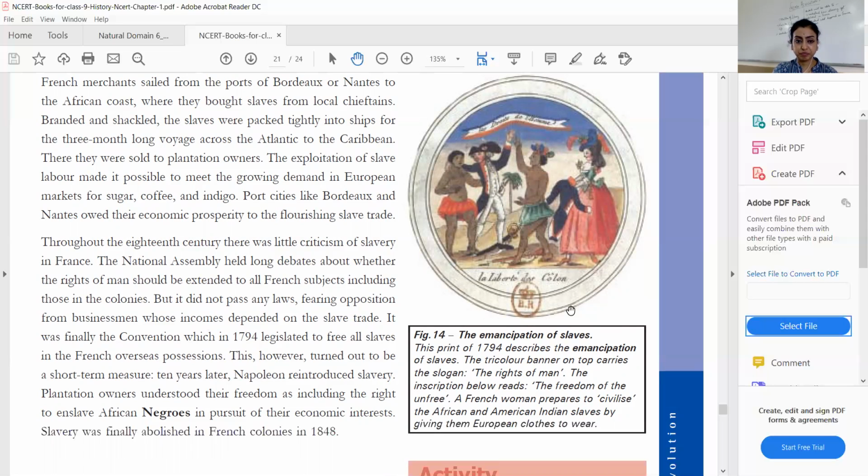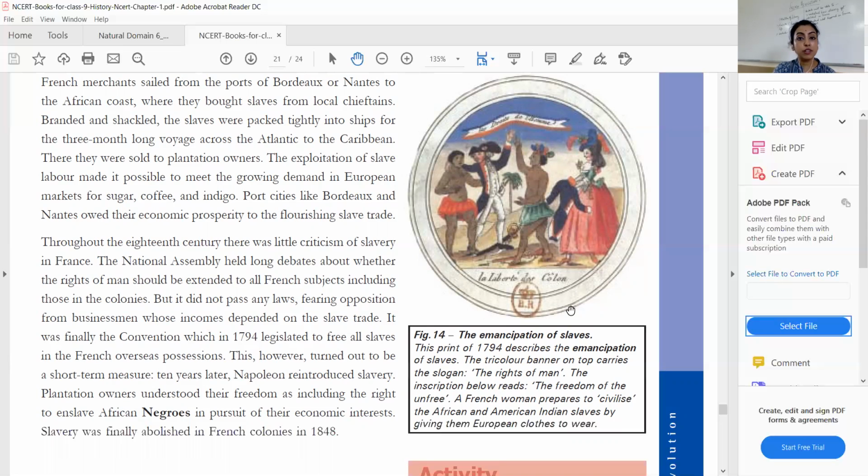However, that did not last for a long term. It was just for a very short term. This law worked for just 10 years. And after 10 years, what happened when Napoleon Bonaparte came? You remember after the Directory was abolished, Napoleon Bonaparte came. When Napoleon Bonaparte came, he again reintroduced slavery.